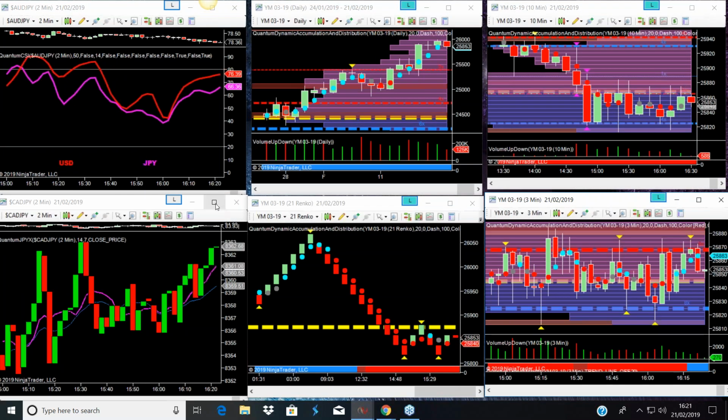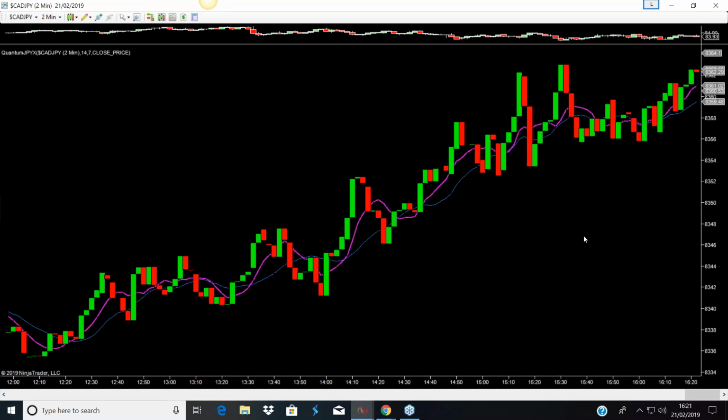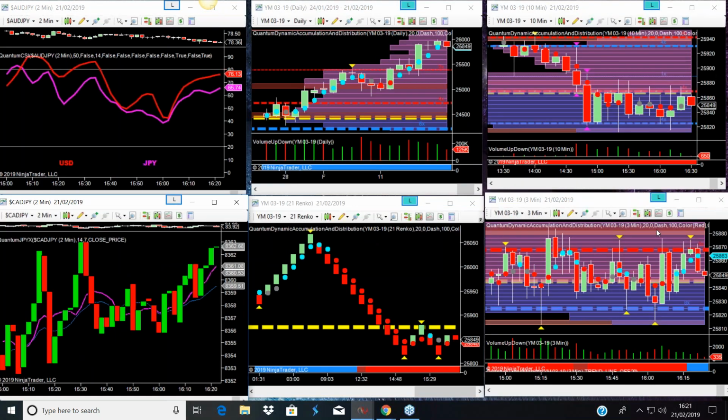I've got the yen index here. I've actually put it up to a 2-minute chart, and with the yen rising again, that's not giving me an awful lot of confidence that the market is looking to move higher. The yen is being bought in the market, so it's risk off.